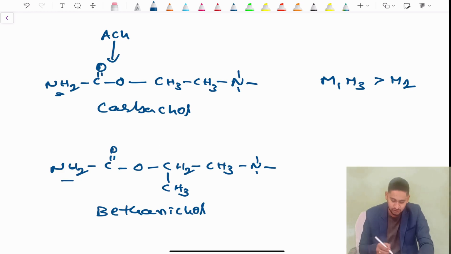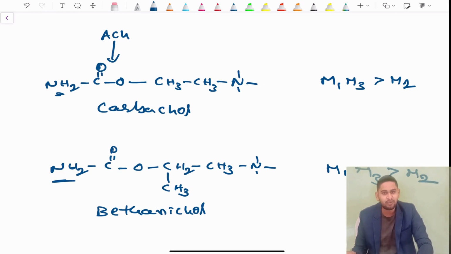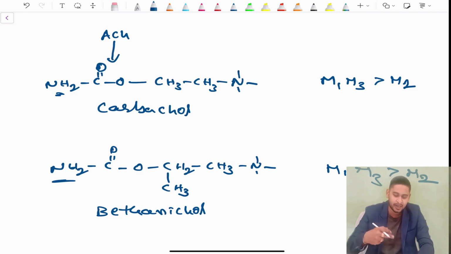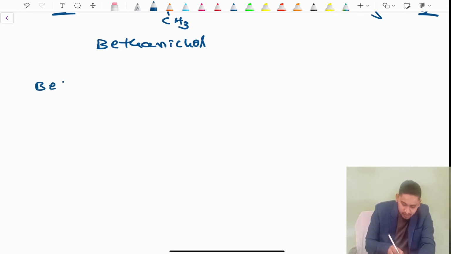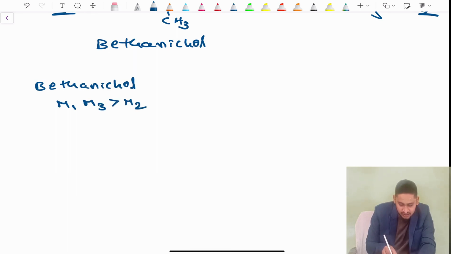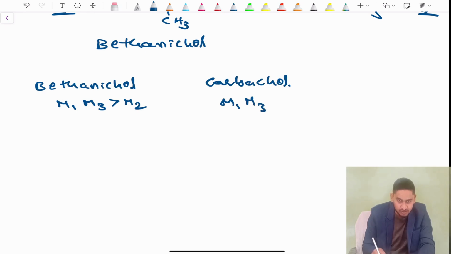Now this bethanechol, due to the presence of the carbamyl group, has more affinity towards the M1 and M3 receptors rather than the M2 receptor, and it is more resistant towards the plasma esterases compared to all these structures. Now look at the uses of these drugs. I am noting down the drugs again. Bethanechol has activity towards M1 and M3 receptors rather than M2 receptors, and carbachol also has activity towards M1 and M3 receptors rather than M2 receptors.